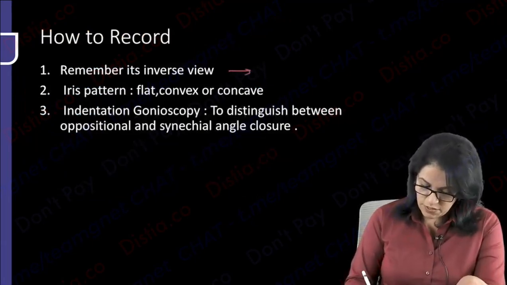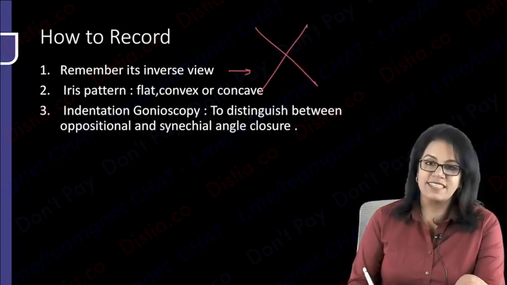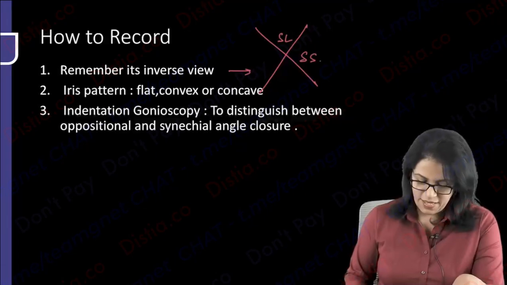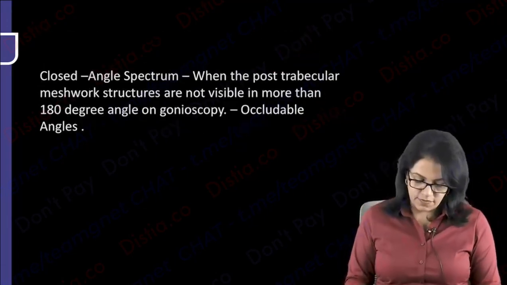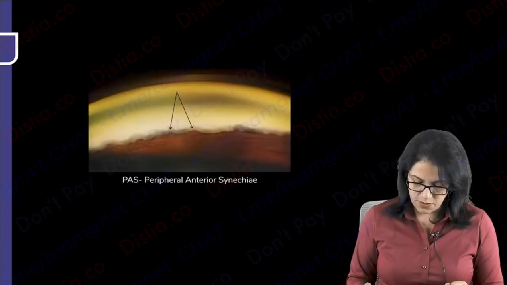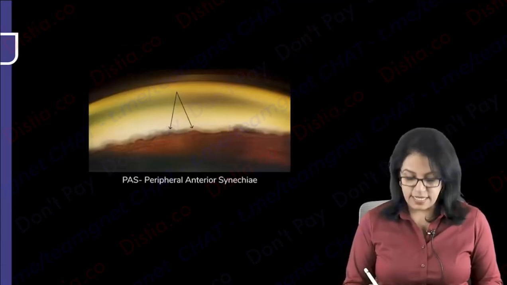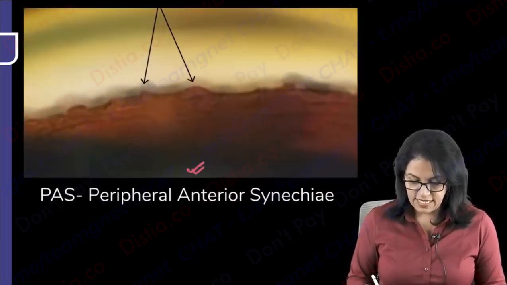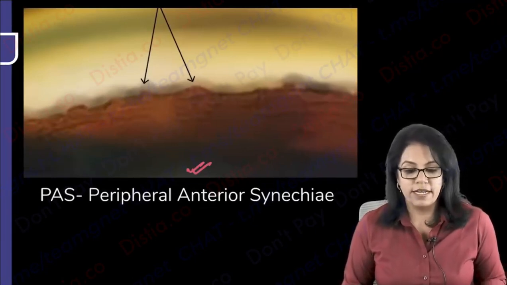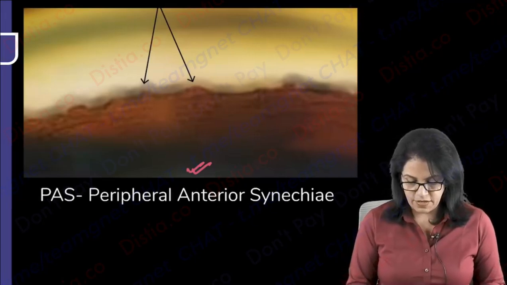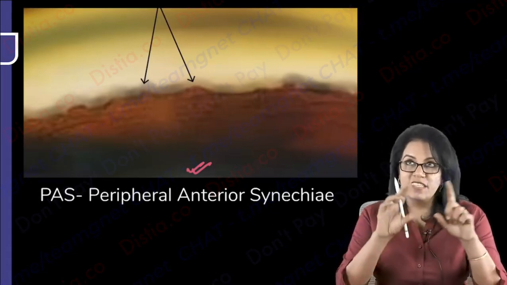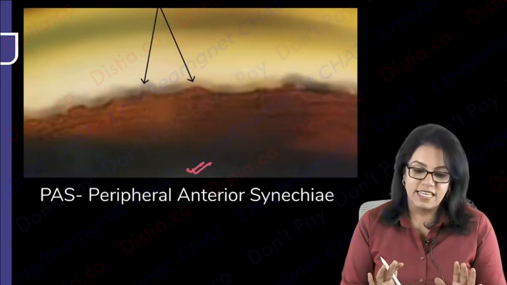So it is an inverse view and we record like this, whatever structures I am seeing: whether only Schwalbe's line is seen, or I can see even the scleral spur and so on. So this is one important thing, as we have talked about occludable angles. Yes, this one. So these are the adhesions. Look at this. Between the iris and cornea, this is peripheral anterior synechiae. So what will you do? Indentation gonioscopy. We will see that even with indentation gonioscopy, this is not going to move. I cannot see the angle structures. That means it is a synechia or adhesion.